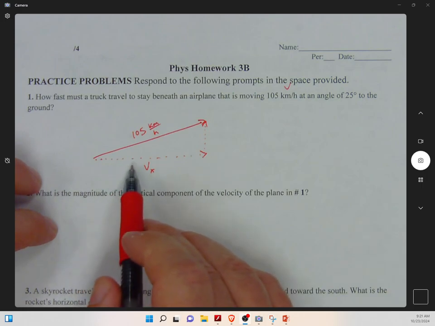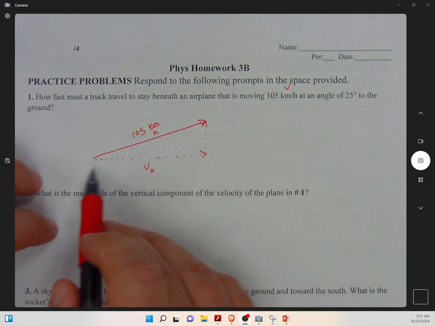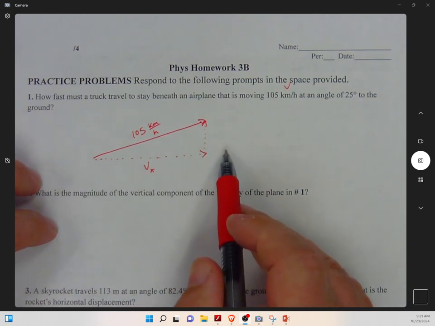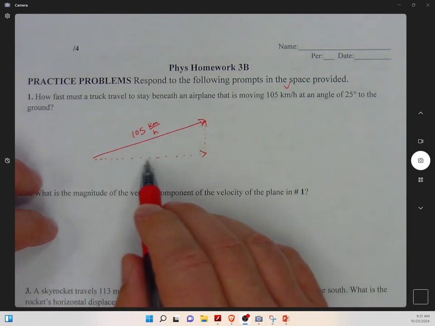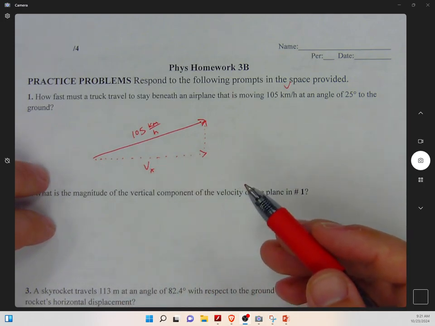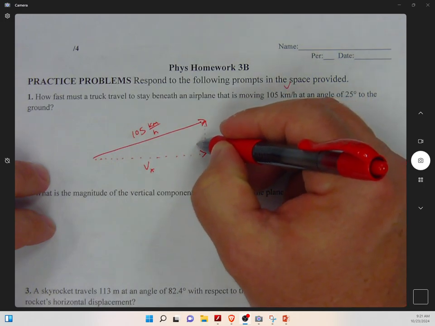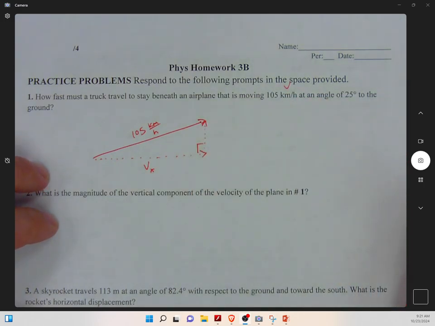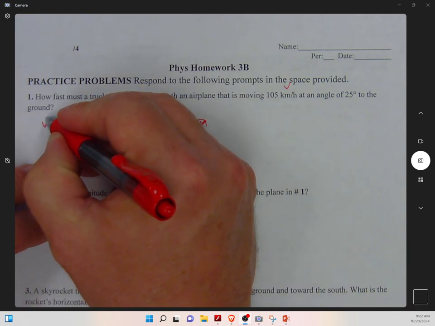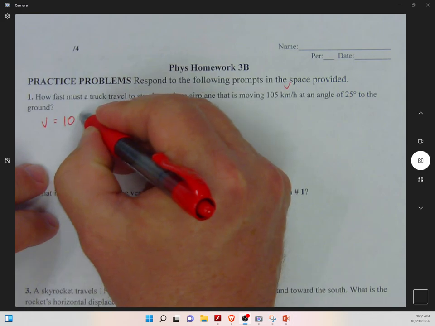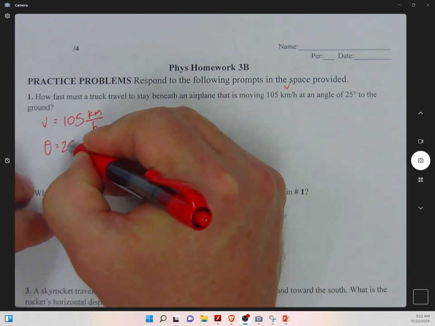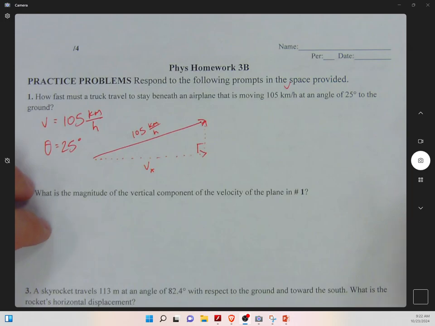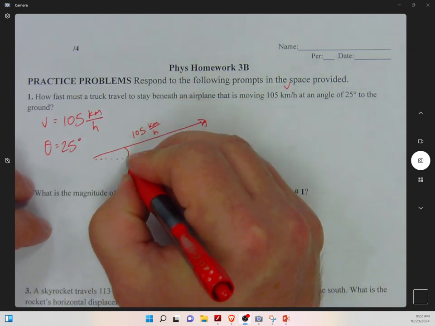Using your common sense, you know that a truck is going to travel in the horizontal direction, not the vertical direction. So to stay directly underneath the plane as it moves, that's simply the horizontal component of the velocity. Notice I have constructed myself a right triangle. Don't say that it's not perfect, because it's totally perfect. I know that my velocity is 105 kilometers per hour, and my theta is 25 degrees.